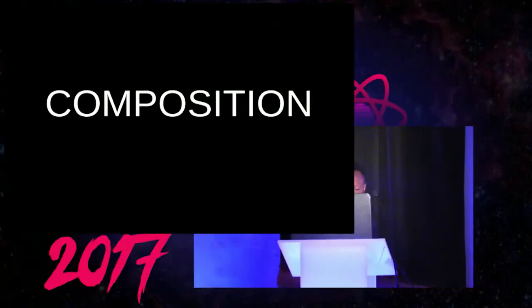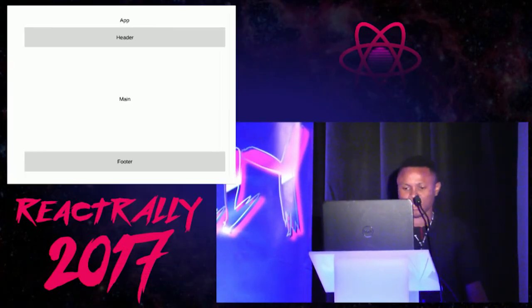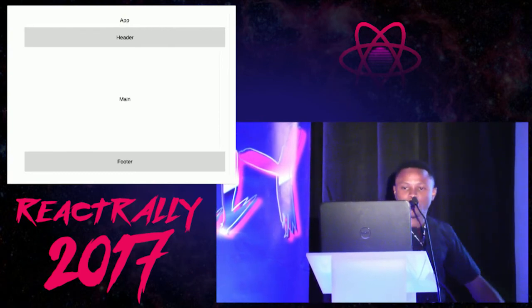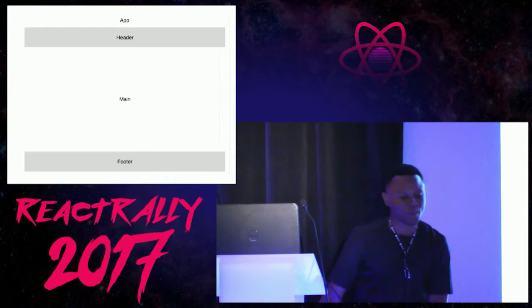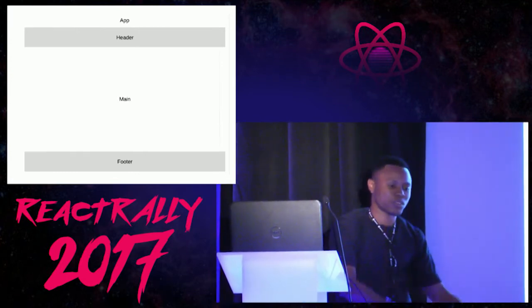Composition. So it turns out that most UIs we build are just a ton of composition of different components to make a very powerful and complex component. Something like this. Here we have these three components, the header, the main, and the footer. Then we have this parent component, the app component, that composes everything together.